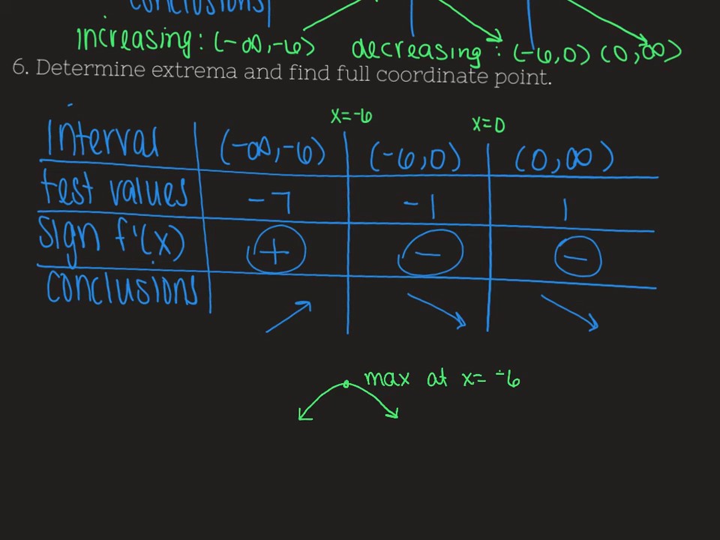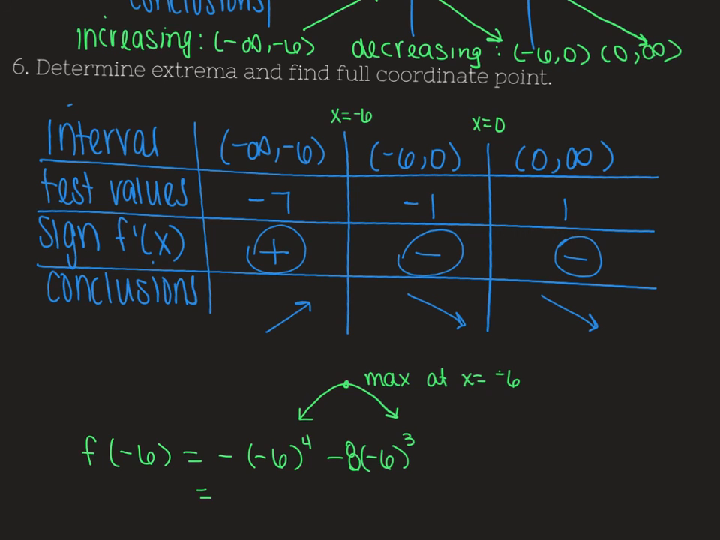So we do need to find this whole point, and you're going to plug that into your original function. Remember, we're trying to graph this original function, and when we do, we'll have this point from the original function's graph. So plug it into your original one. We have f of negative 6, so it's going to be negative 6 to the 4th minus 8 times negative 6 cubed. That was our original function here. We plug in negative 6.